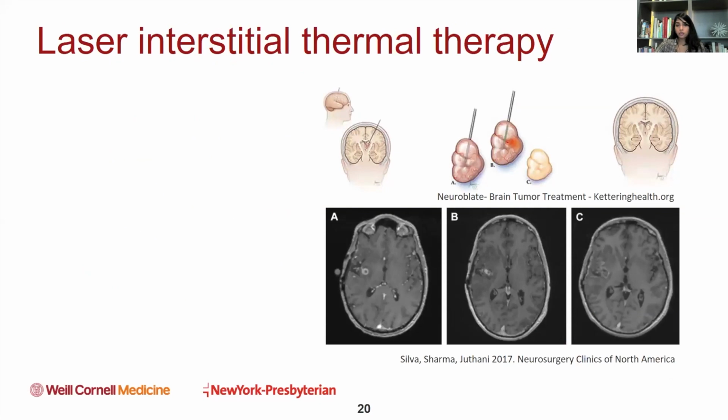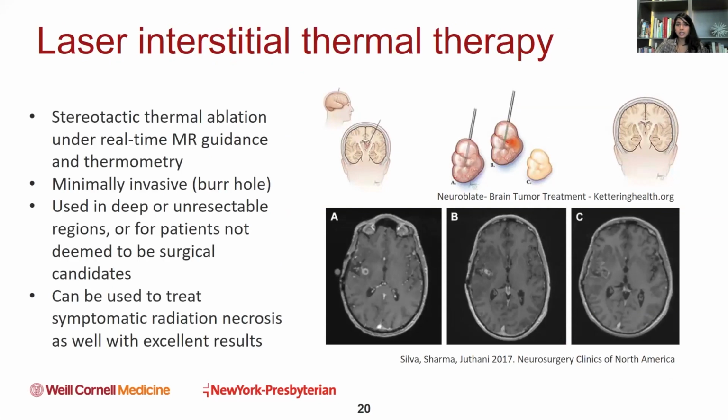So laser interstitial thermal therapy. This is a stereotactic technology using real-time magnetic resonance thermometry, which allows us to place electrodes into lesions that are deep in the brain and in real time ablate them using these thermal probes. So we're actually heating the tumor until the point of cytotoxicity, and we're able to measure the temperature within the lesion and then make sure that the temperature in the surrounding brain remains within a safe level.